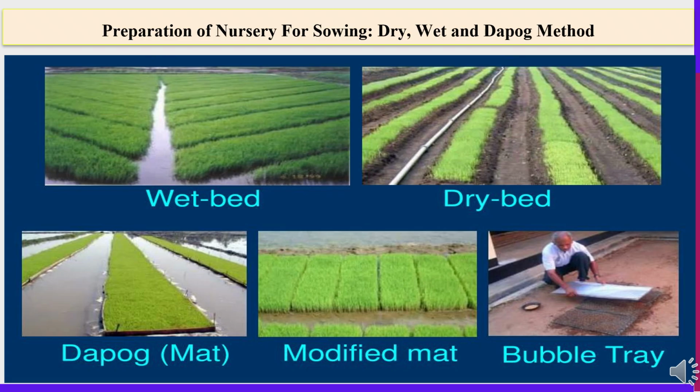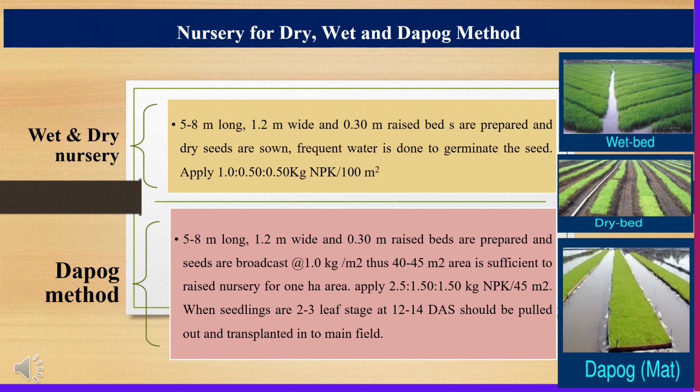The dapog method involves sowing seeds on raised nursery beds, ensuring good aeration and preventing waterlogging, which helps produce strong seedlings. The modified mat nursery method involves growing seedlings on mats made of jute or synthetic materials, ensuring uniform growth and easy transplantation. The bubble tray nursery is a more recent technique, where seedlings are grown in trays with small pockets and oxygenated water, ensuring high germination rates and healthy roots. These methods, by enhancing seedling quality and reducing the risk of diseases, ultimately result in improved transplanting success and better paddy yield.